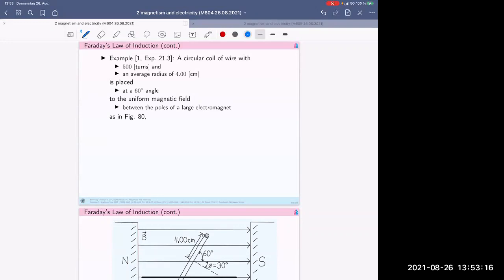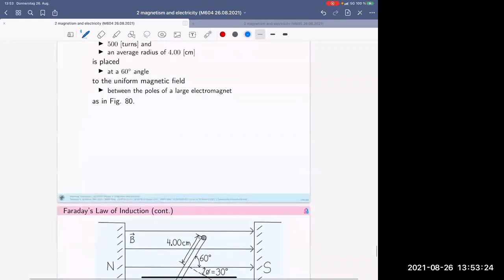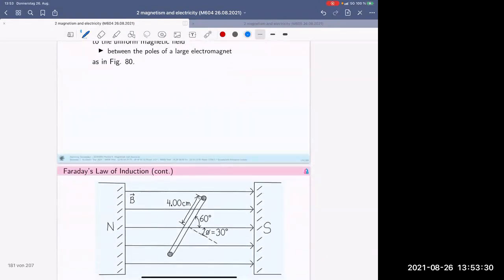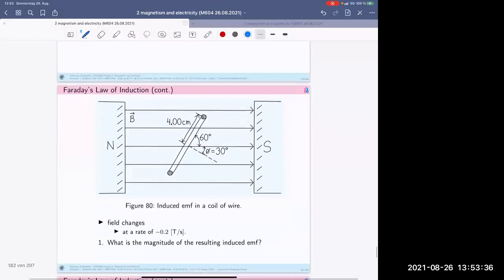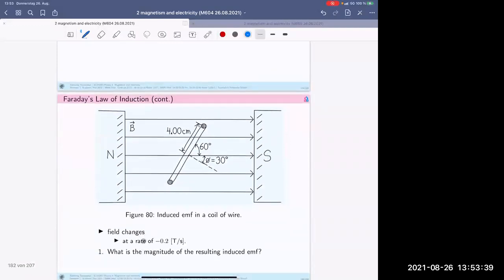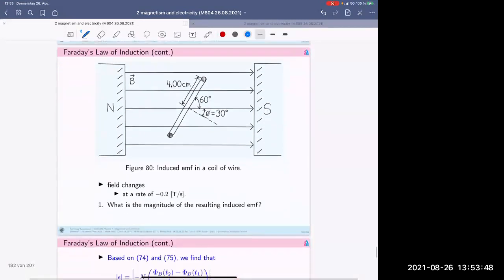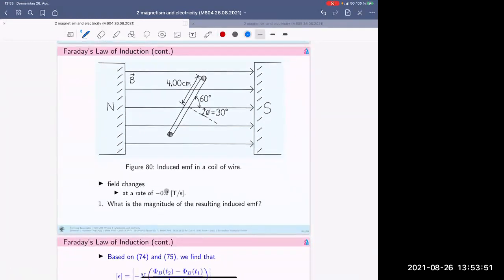Okay, a circular coil of wire with 500 turns and average radius of 4 centimeters is placed at a 60 degree angle to the uniform magnetic field between the poles of a large electromagnet. Okay, it's not a permanent magnet. It doesn't matter whether it's a permanent magnet or electromagnet. The field changes, though it doesn't say from what value to another value. It changes at the rate of this value. It's decreasing. And what is the magnitude of the resulting induced EMF, right?